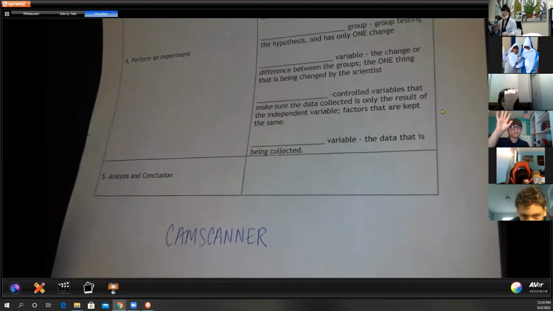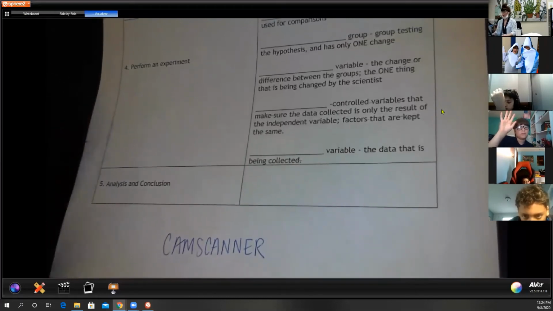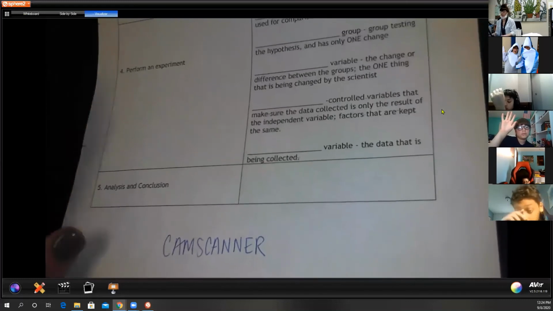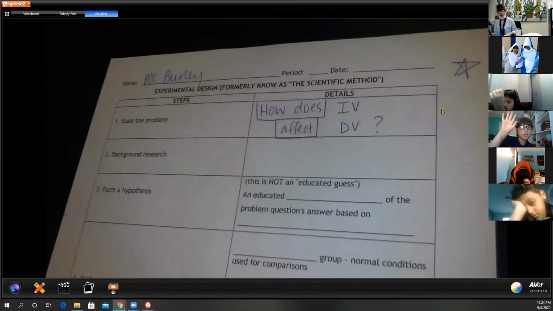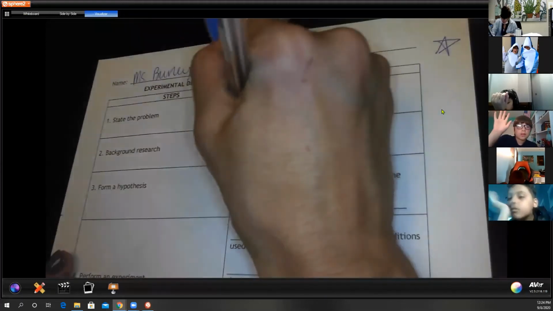And we could go on doing it forever, but we need to get through with this so that we're prepared, because we're doing a lab on Thursday. So we need to make sure that we're ready. All right, our second step is background research, also known as observations and gathering information.